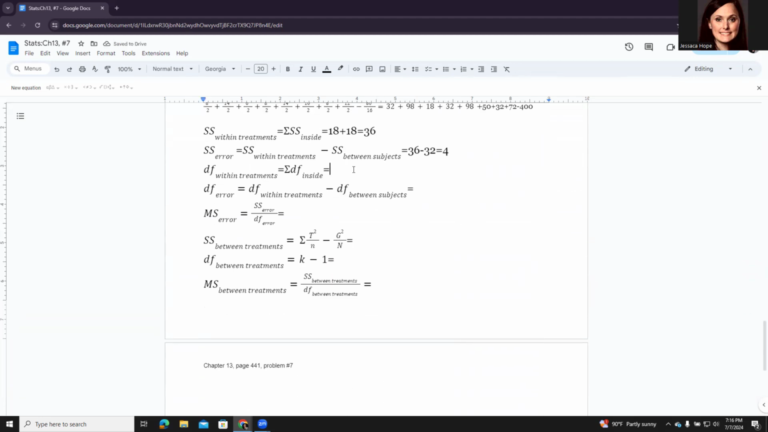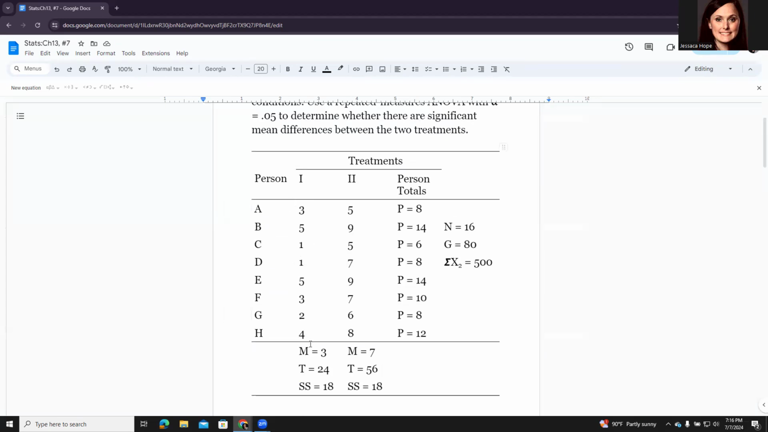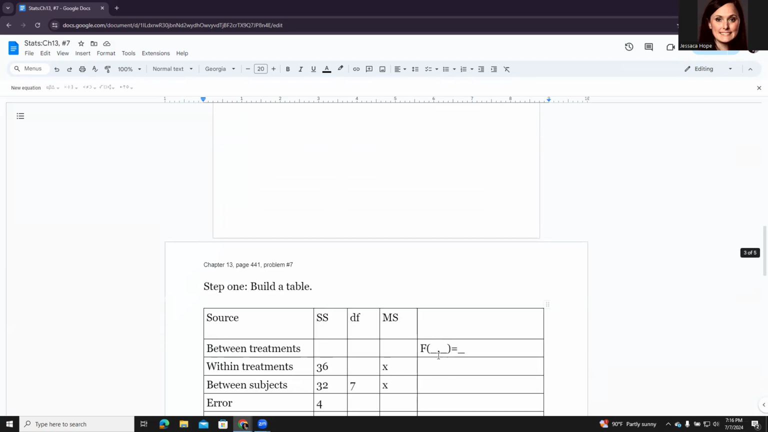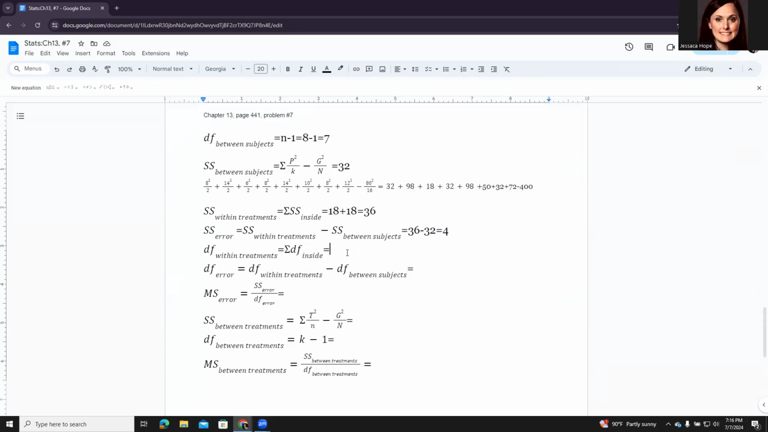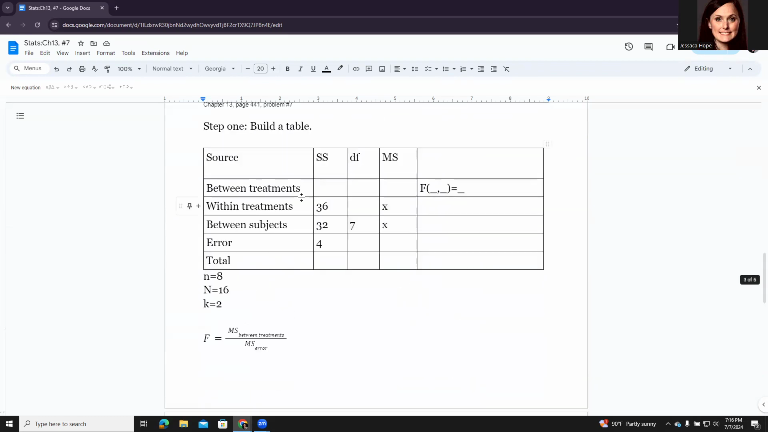Degrees of freedom within treatments is the summation of degrees of freedom inside. So your degrees of freedom is going to be n minus 1, so small n: 1, 2, 3, 4, 5, 6, 7, 8. Again, n equals 8, so degrees of freedom is n minus 1, so that equals 7. And you're going to do that for both treatments because it's the summation of the degrees of freedom inside. So it's 7 plus 7 because it's n minus 1 plus n minus 1. So degrees of freedom within treatments is 14.